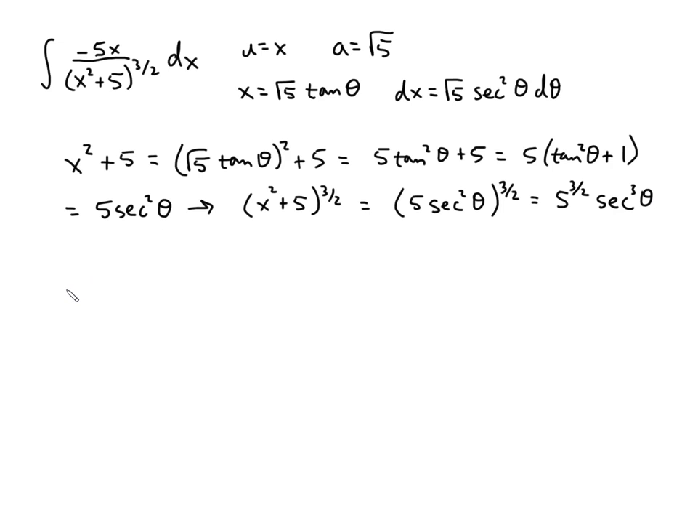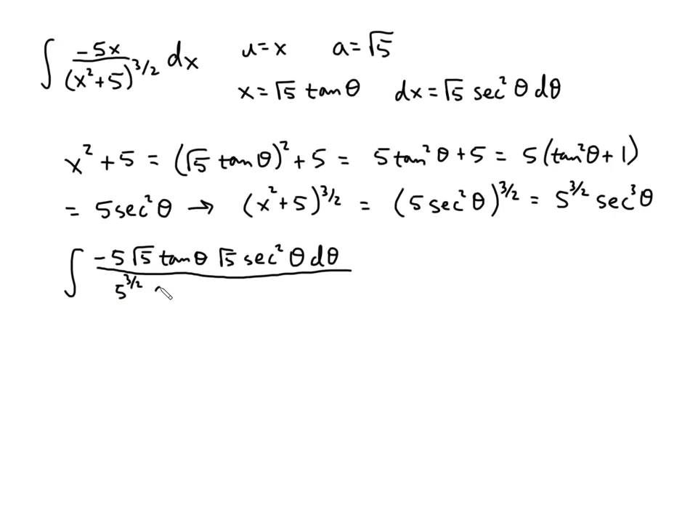Then for the integral in general, let's see what it turns into. So we got a new integral here, minus 5x. So minus 5, what's x? x is root 5 tan theta, so root 5 tan theta. Then we've got a dx. Let's go ahead and stick that in the numerator. So another root 5 secant squared theta d theta. So that's what the numerator becomes. The denominator, we just went through all of that, and that's what we got, 5 to the 3/2 power secant cubed theta.